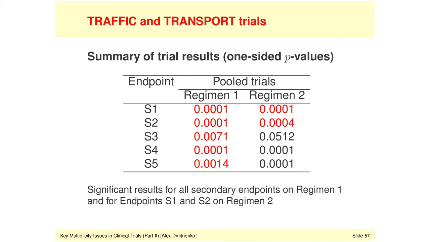And the table that you see on slide 57 summarizes the results of those pooled analyses for each of the 5 secondary endpoints. You can see here that when we take a closer look at the performance of regimen 1, we see that significant results were observed for all secondary endpoints on regimen 1. I highlighted the statistically significant p-values. And when we switch to regimen 2, we see that significant results were observed for the first two endpoints, S1 and S2. That's a very useful set of results.